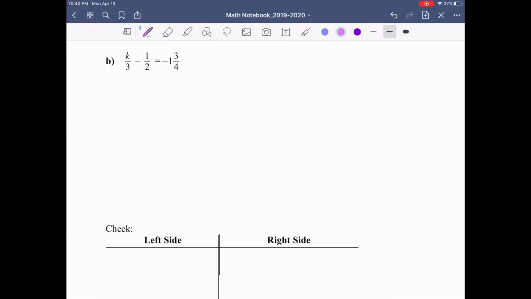Okay, so the next problem says k over 3 minus 1/2 equals -1 and 3/4. So the first thing you want to do here is change any mixed fractions into improper, because that will really help you visualize the denominator and will help you to make any changes you need. So you have k over 3 minus 1/2 is equal to negative, and then 4 times 1 is 4, plus 3 is 7. So -7 over 4. The denominator stays the same.